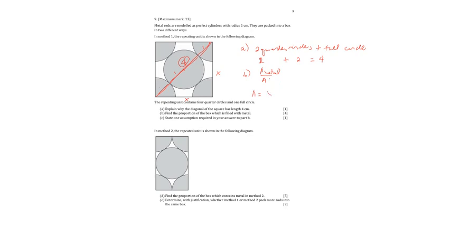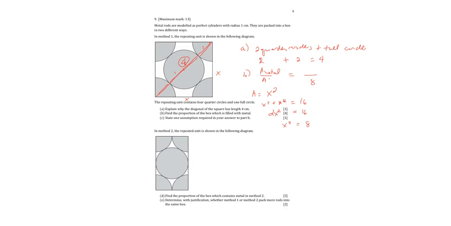But what is the value of this x squared? Using the Pythagorean theorem, x squared plus x squared equals 4 squared, which is 16. So this gives us 2x squared equals 16. So x squared equals 8. So the area of that, which is x squared, is 8.